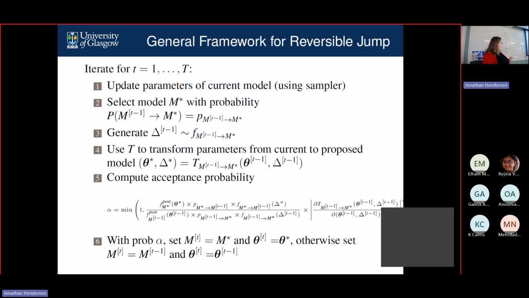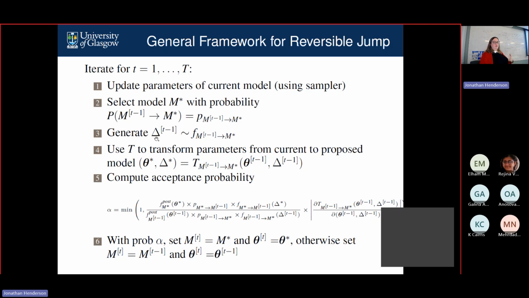Once given an initial model with associated parameters, this is what we have for the general framework for reversible jump. So we iterate this over a long number of steps, T. We start by saying, okay, we have a particular architecture at the moment. We're going to update using MCMC the parameters of that model. We then propose a new model M star with a particular probability. And we'll talk about how we set those probabilities up for HMEs particularly in a minute.